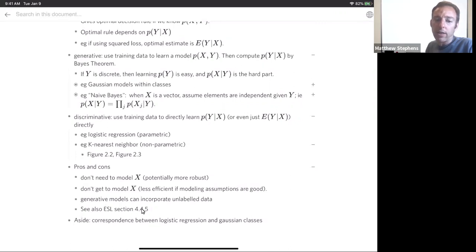Yeah, you can also have a quick look at this section as well if you want more on that.